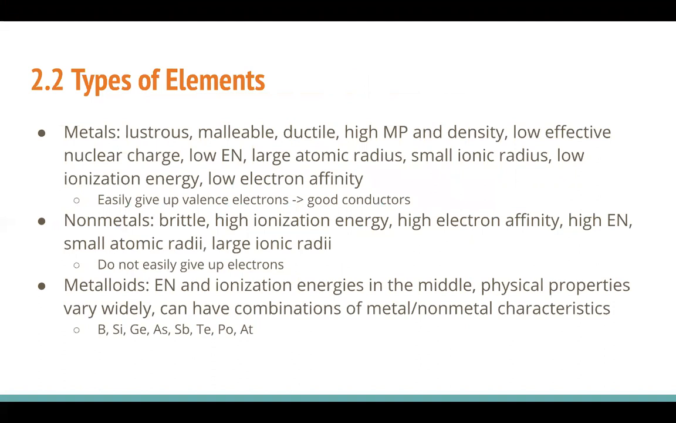The types of elements are just metals, which are lustrous, malleable, and ductile. They have high melting points and density, low effective nuclear charge, low electronegativity, large atomic radius, small ionic radius, low ionization energy, and low electron affinity. We'll be talking about these last few points in the next slide, so don't worry too much about them.